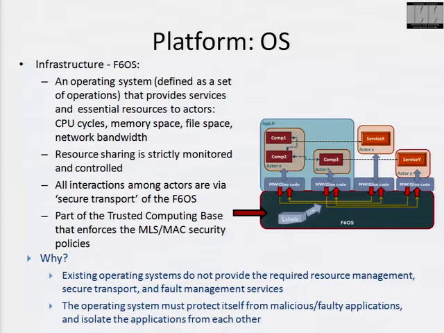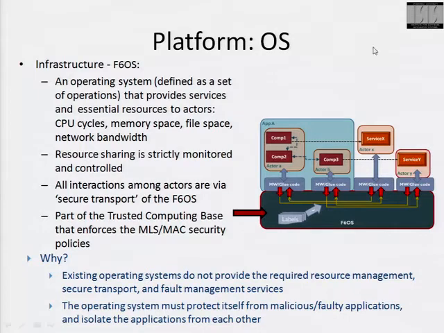We call it F6 OS, the F6 operating system, that provides the low-level services and resources to the actors and to the middleware. So CPU cycles and all the typical abstractions, memory, file space, network bandwidth, are all provided here. The resource sharing is monitored by the OS. Security is understood by the OS. And all the interactions among the actors, the messages, go through a security transport mechanism we dubbed secure transport. So it's messaging with labels, and there's a small example of that.